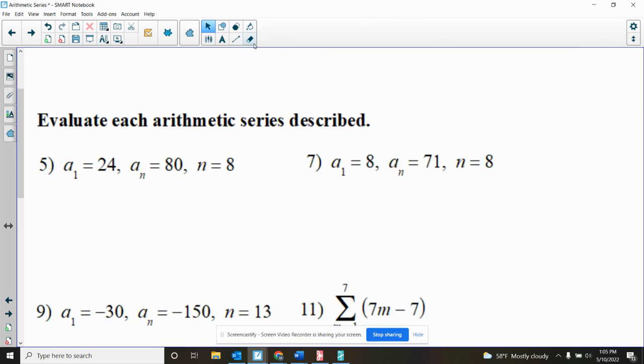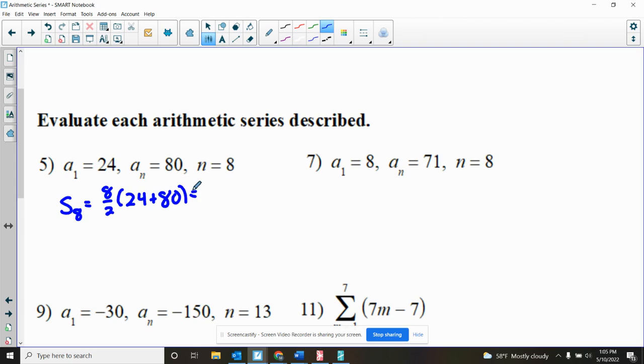Next up, here is where you're going to want to use our formula for the sum of an arithmetic series. So here we're looking at the sum of the first 8 terms. So that's going to be n over 2, a sub 1 plus a sub n. So 4 times 24 plus 80. Run that through. We should end up with 416. So know which formula you need to use. Put stuff in the right spot.